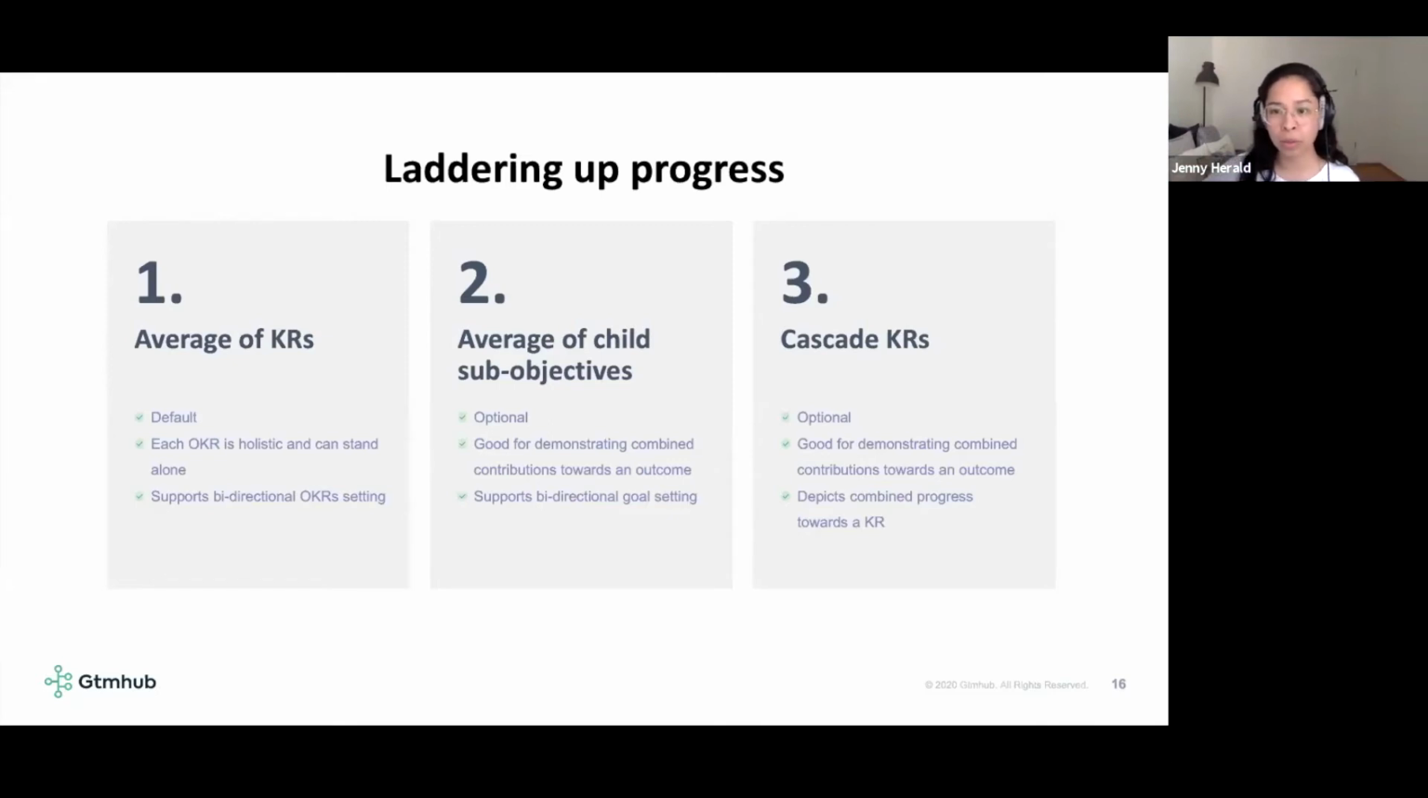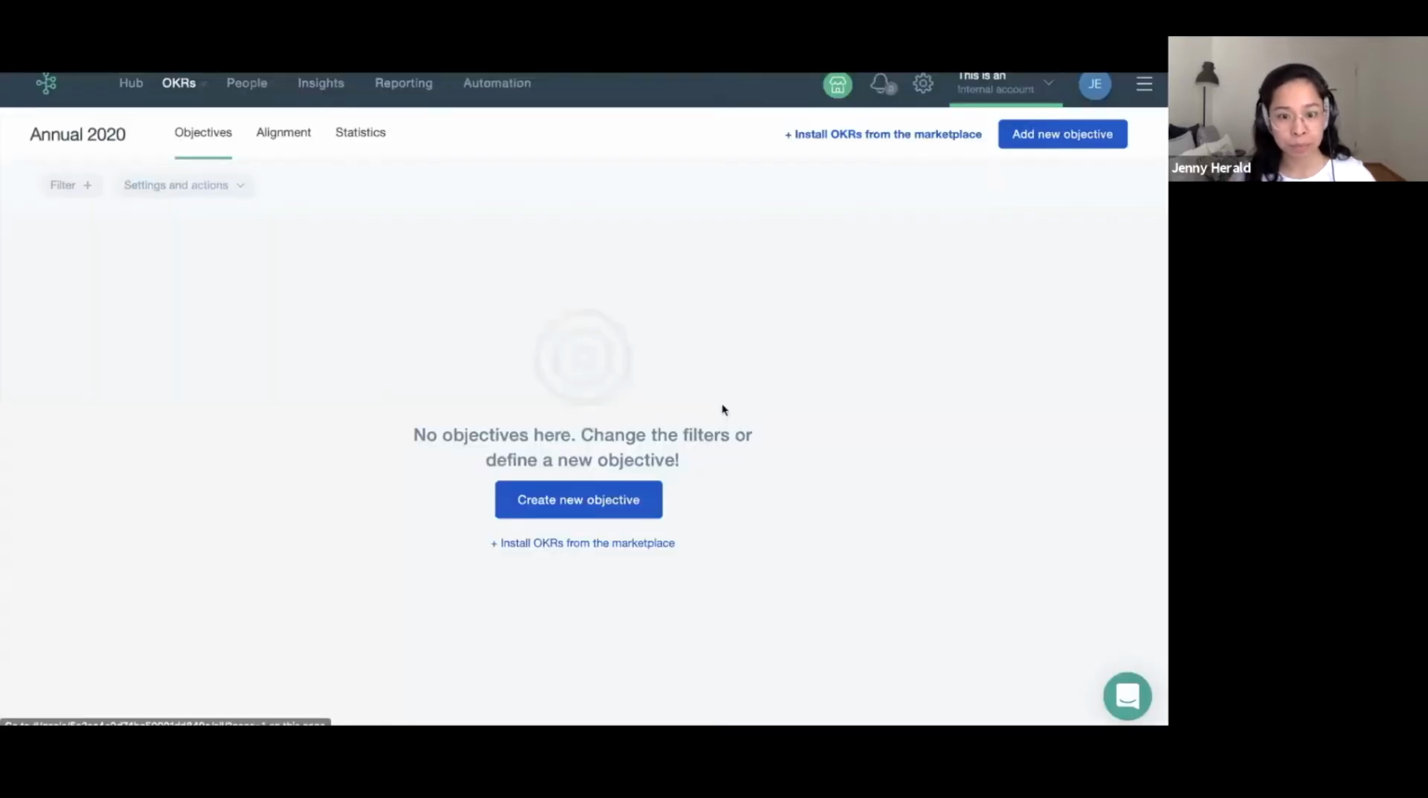And then the last, which is very nuanced, I would say, is the ability to cascade a key result. Again, this is also for demonstrating combined contributions toward an outcome, but it's very specific to a key result. And we're going to showcase how that actually looks in the product. It depicts that combined progress toward that particular key result. So what you see in Gtmhub is the ability to be flexible within reason of how you want to set up OKRs and alignment and how progress is actually going to ladder up. So let's see how that actually looks in Gtmhub.